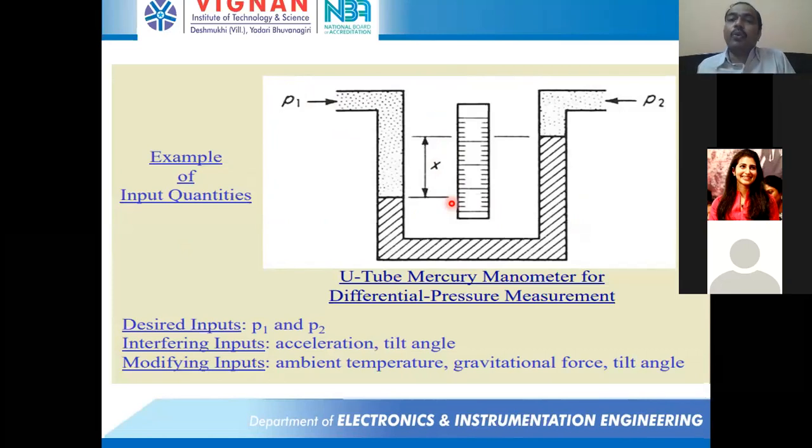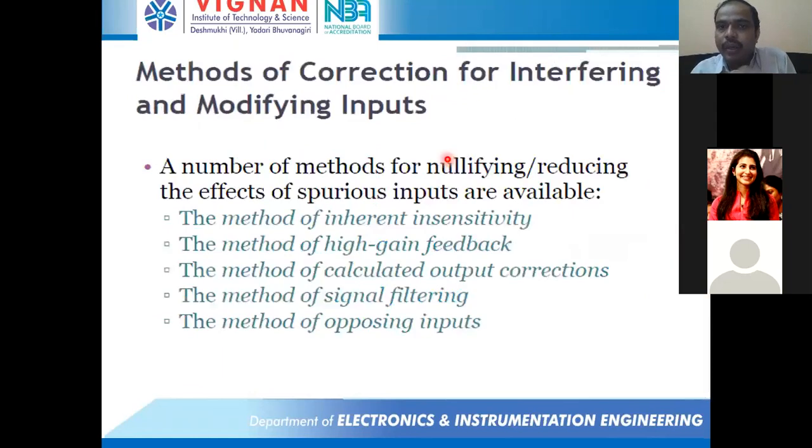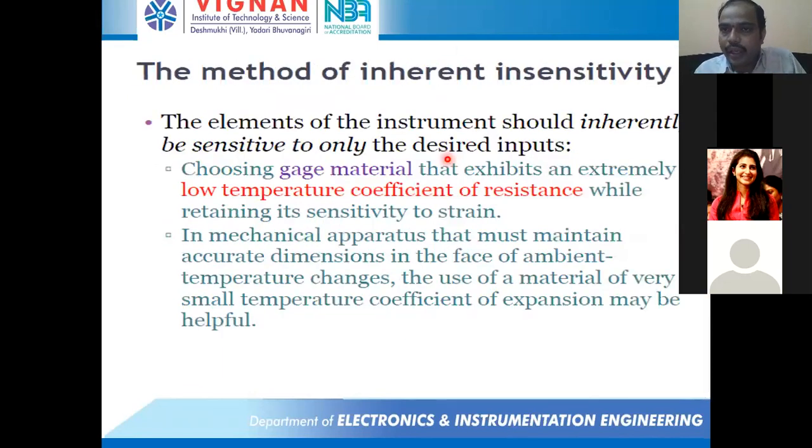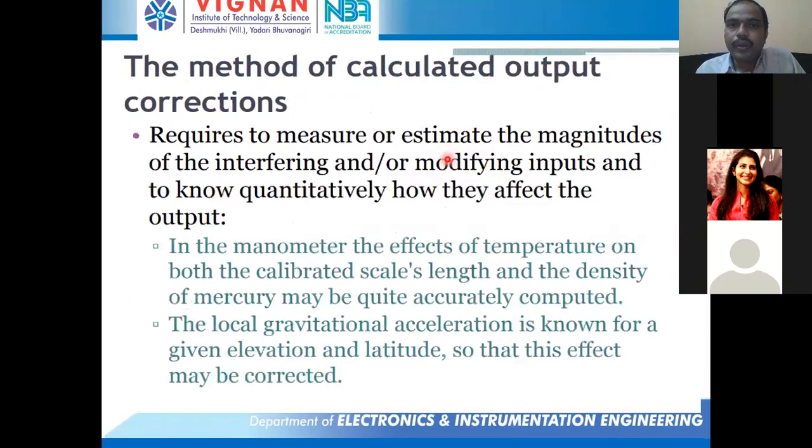If you are able to measure the interfering input, and if you know the effect of the temperature on this level. So if we know that, what happens, we subtract that 0.1 or 0.2 from the result we got. That means we are going to correct the effect of the interfering input from the actual measure. So that means this method requires measuring the magnitudes of interfering or modifying inputs, and we should know quantitatively how they affect the output.